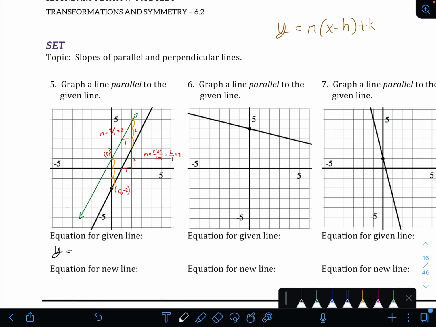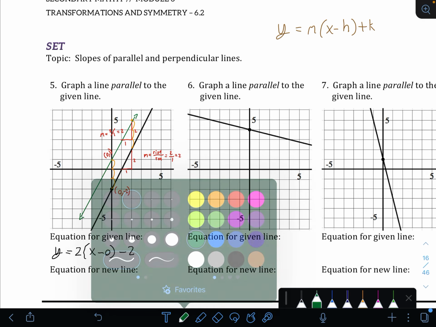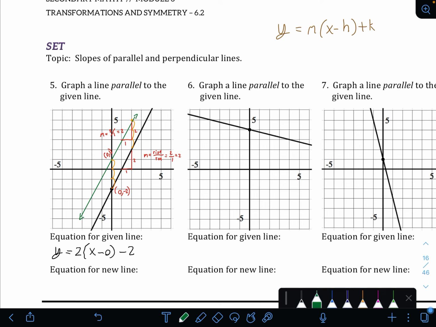Y is equal to 2, that's our slope, parentheses, x minus h, where my x coordinate is 0, minus 2, because it's plus k, and k is negative 2, so it would be minus 2. Perfect, that's our original equation. For our other one, it's going to be our green one. Y is equal to 2, same slope, x minus 0, same x coordinate, plus 1.